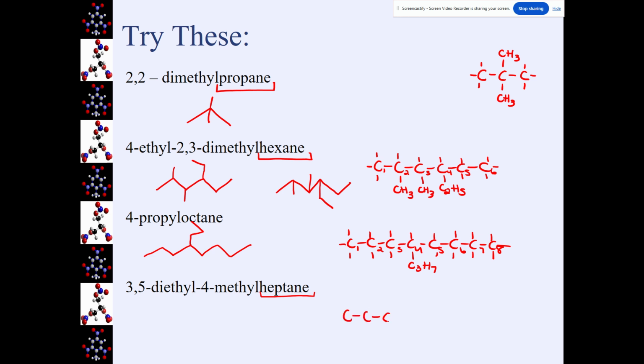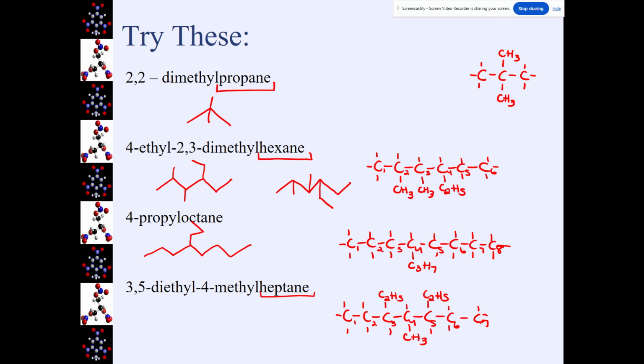1, 2, 3, 4, 5, 6, 7. On carbon 3 and 5, there are ethyl branches. So I'm just going to go up with these because it really does not matter if you go up or down. Okay? Carbon 4 is a methyl branch. Just to save some space, I'll draw that one down. It just matters on which carbon it is, not if it's going up or down.